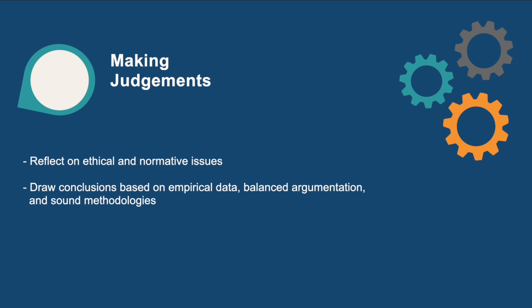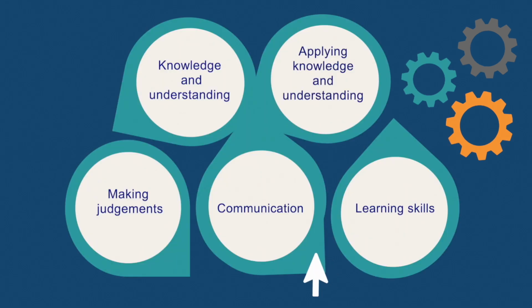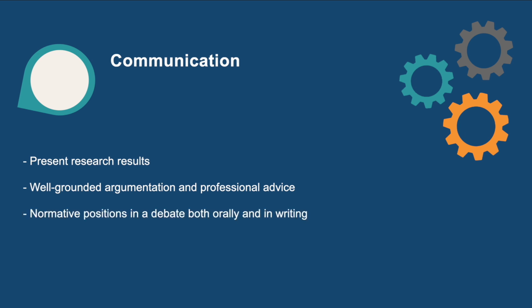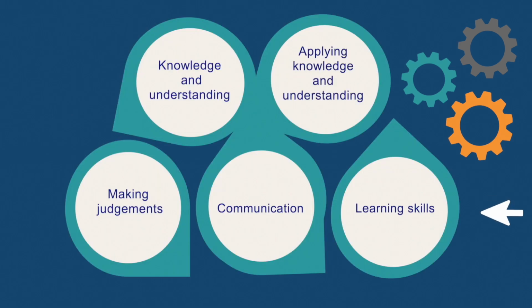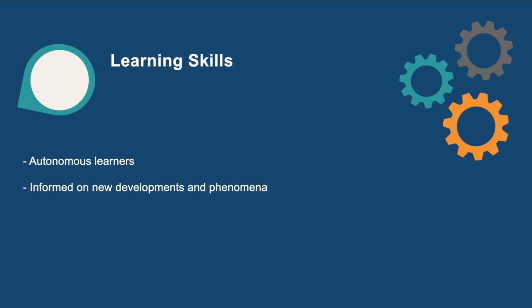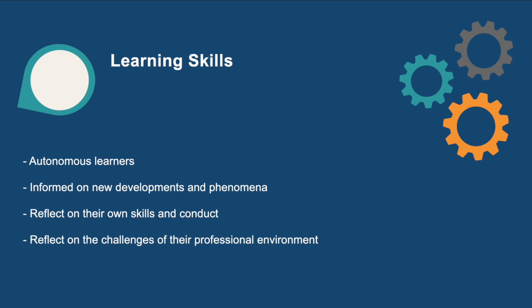In terms of communication, we expect graduates to be able to present research results, well-grounded argumentation, professional advice, and their normative positions in a debate both orally and in writing. Finally, for learning skills, we aim to teach students to become autonomous learners who stay informed on new developments and phenomena in their area of expertise, reflect on their own skills and conduct, and reflect on the challenges of their professional environment at different levels.